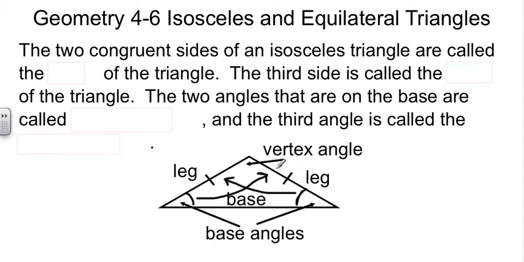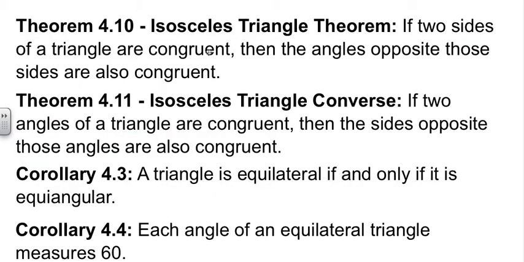The theorem itself says if you know the two sides are equal, then the two base angles, the two angles opposite those sides, are congruent as well. These two theorems go hand in hand.